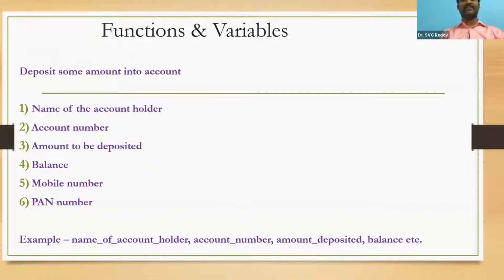It involves some variables. For example, we can take the name of the account holder, and write it like name_of_account_holder. This is one variable. Account number is one variable, account_number, amount_deposited. Like this, we can give these entities names.